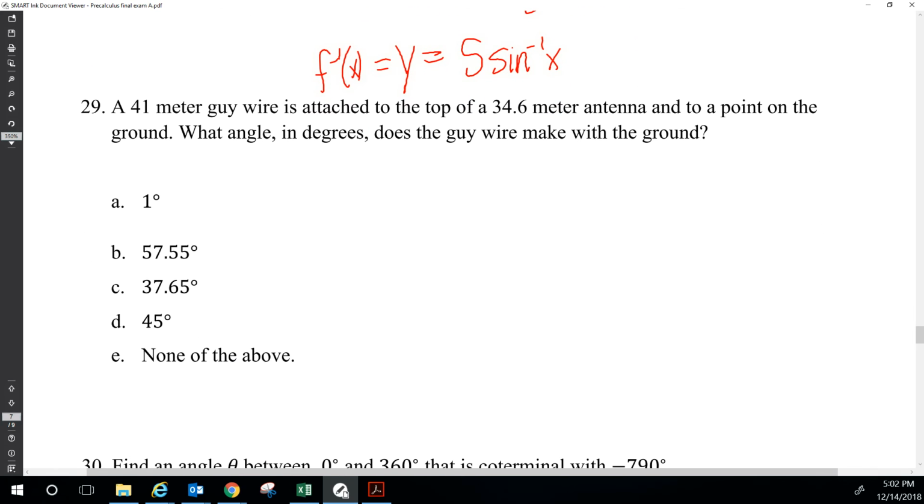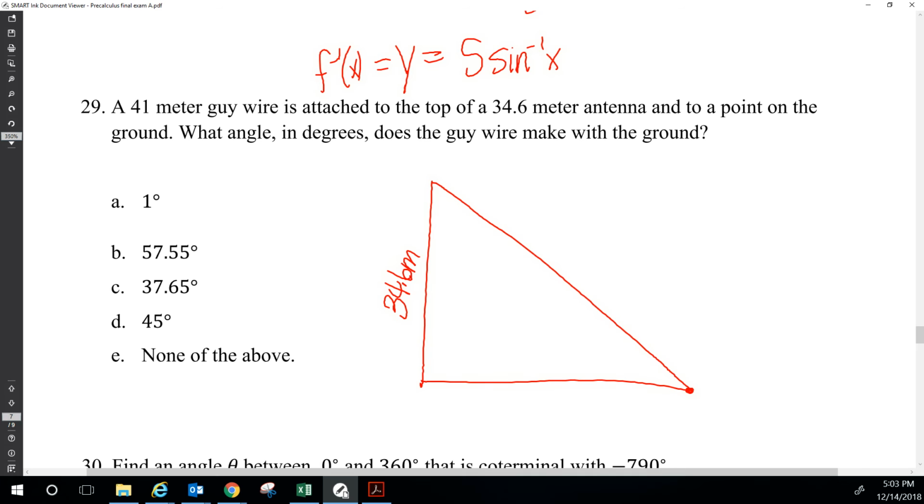All right, a 41 meter guy wire is attached to the top of the 34.6 meter antenna. And it said, so it's attached to the ground over here. And they said the length of this guy wire is 41 meters. And they want you to find the angle that is made between the guy wire and the ground.